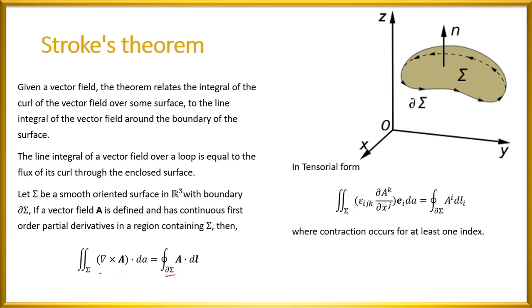Therefore, in tensorial notation, since it is a cross product, I can write it as epsilon_ijk del by del x_j of A_k in the direction e_i, and it is written for the ith component. Here also, since it is a cross product, we cannot have a contraction of the indices.